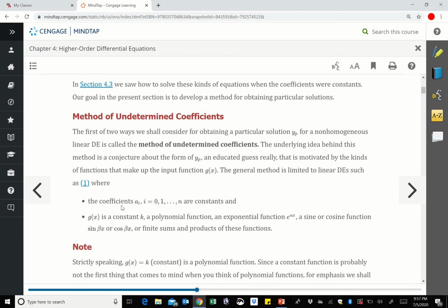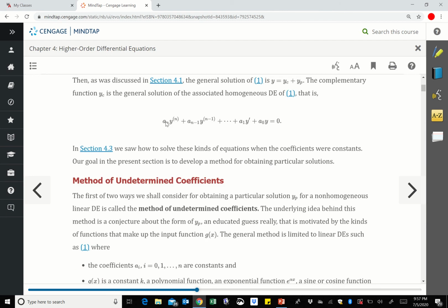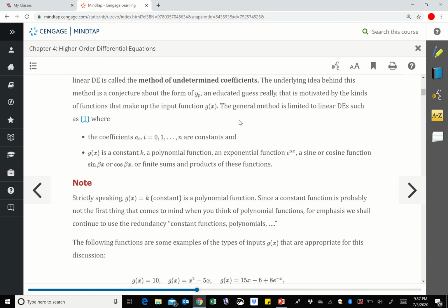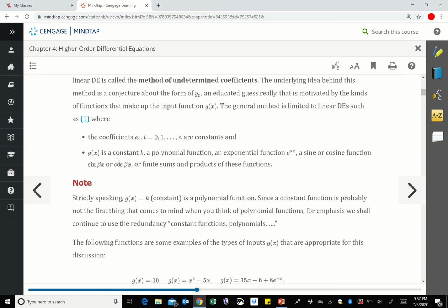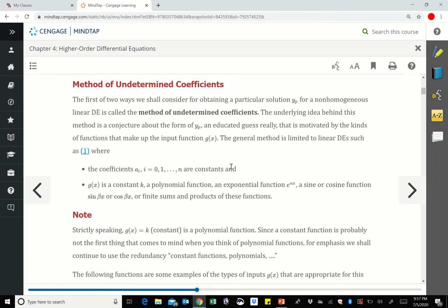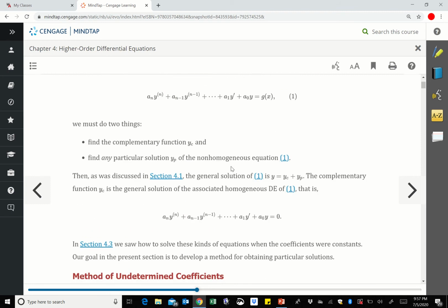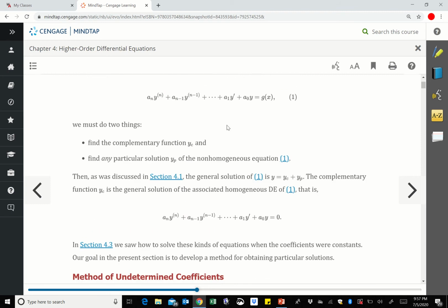So again, a couple things here. The coefficients that we're working with are going to be constants. So the coefficients in front of these derivatives and the original function are all constant coefficients. And the next thing is that g of x is going to be any constant k. It could be a polynomial function, an exponential function, a sine or a cosine, or finite sums and products of these functions. So we're going to restrict our attention a little bit to a particular type of g of x in this section.